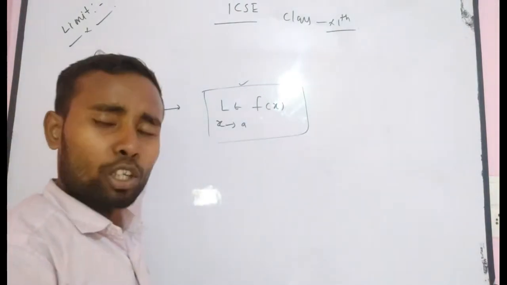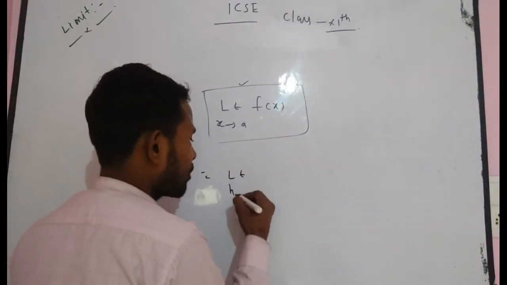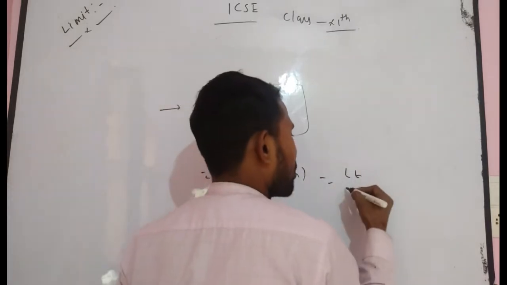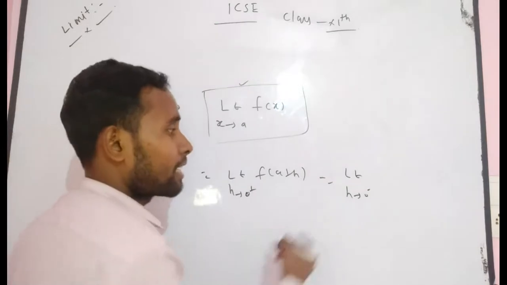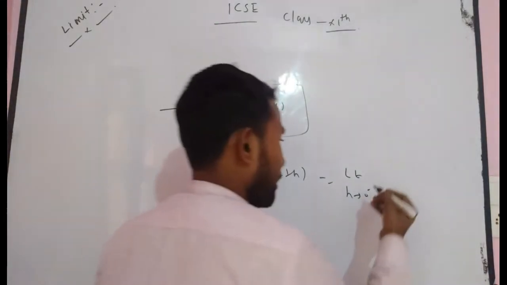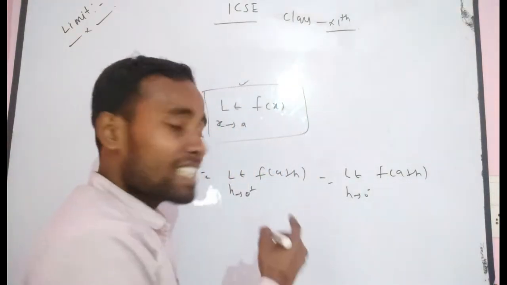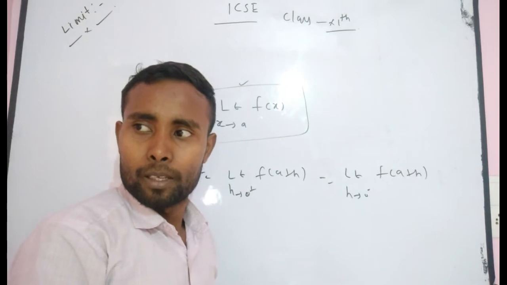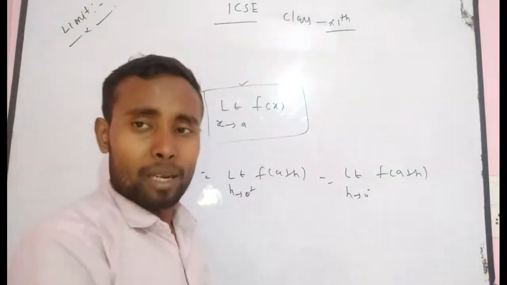I have already told you, if the limit exists, it will be the same as the limit as x tends to a of f(a+h), and it is also equal to the limit from the left hand side and from the right hand side, by this way, and the left hand side by this way, that will be f(a-h), where h is a very, very small positive quantity. This is the actual concept of existence of limit.